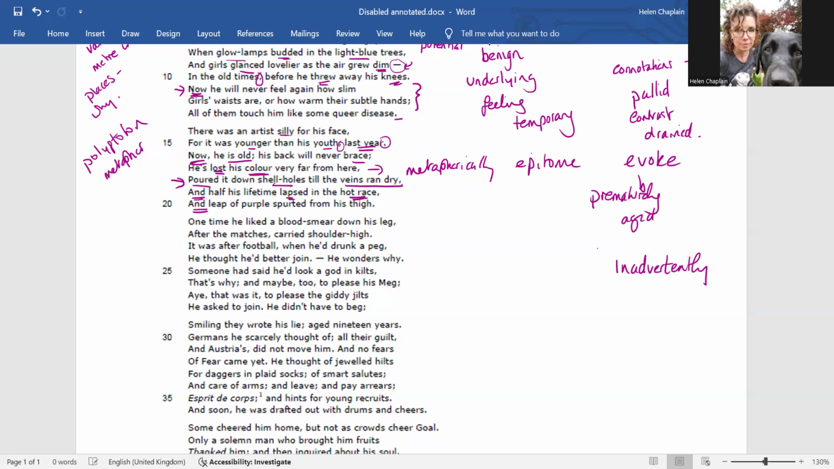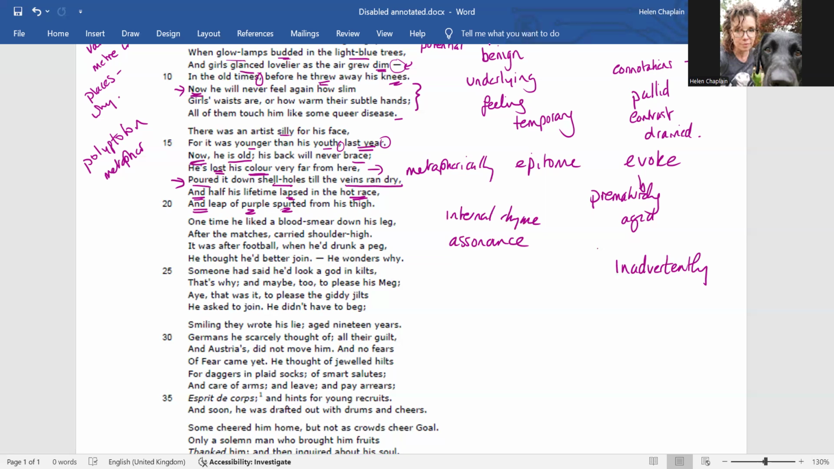This hot race is a race to stay alive, as well as the energy and the activity of war. And a leap of purple spurted from his thigh. The assonance there and the slight internal rhyme. And assonance is repetition of a vowel sound. The idea that when he actually gets injured, it's that blood pumping through this purple spurt, doof, doof, yeah? So it's mimicking the severity, the seriousness of that injury.